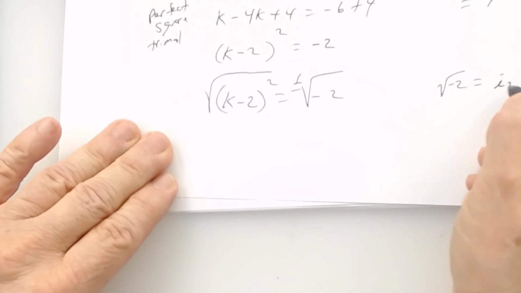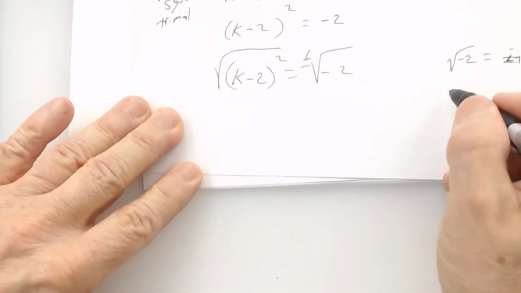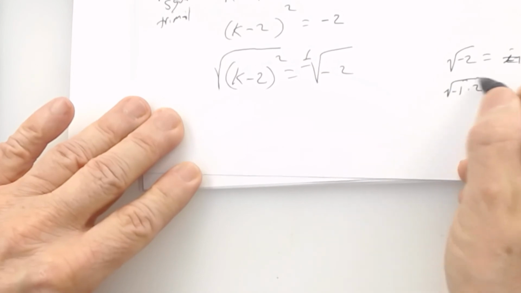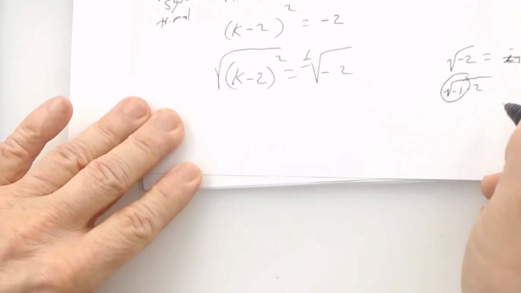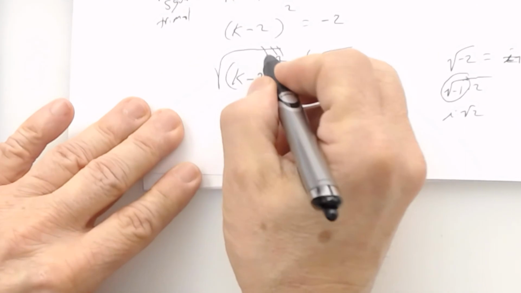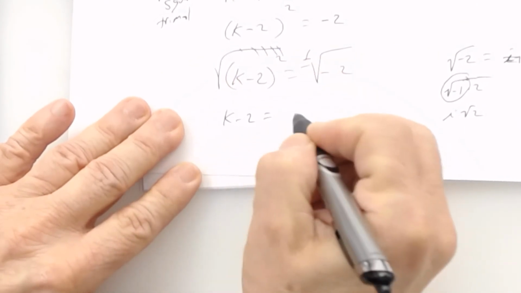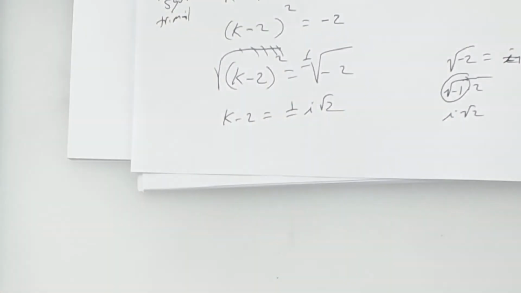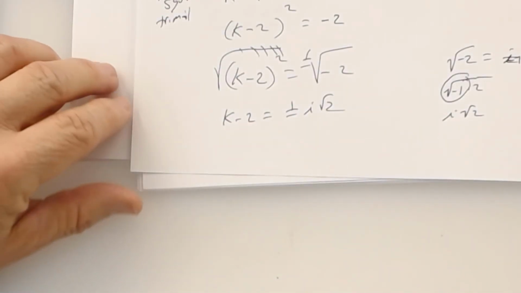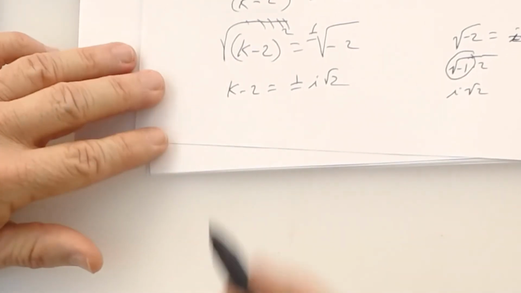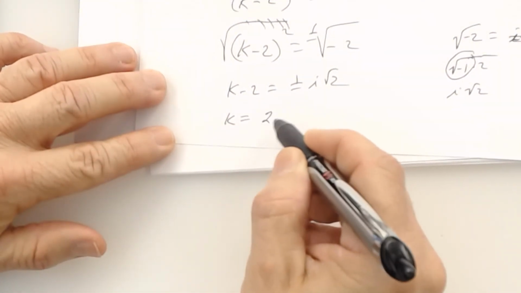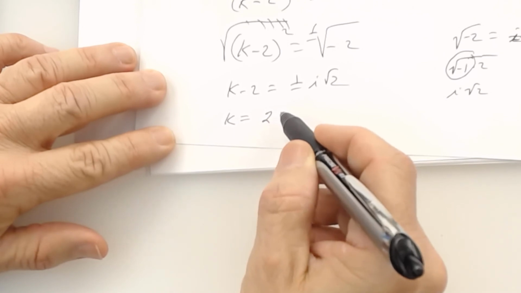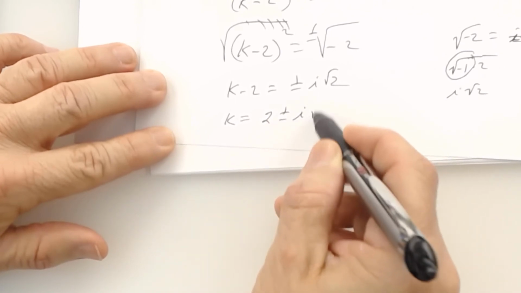Okay, so let me remind you about something. I can write the square root of negative 2 as square root of negative 1 times 2, right? And the square root of negative 1 is what? i. So it's i square root of 2. The square and the square root undo each other, so I get k minus 2 equals plus or minus i square root of 2. One more step and you're done. What's the next step? Add 2 to both sides. So what's the answer? 2 plus or minus i square root of 2.